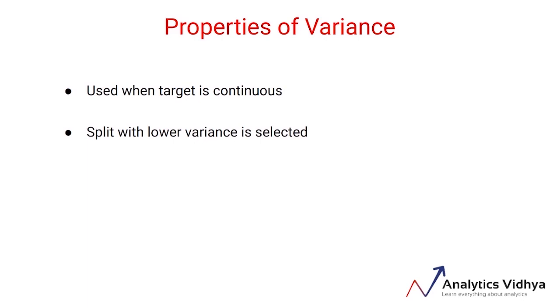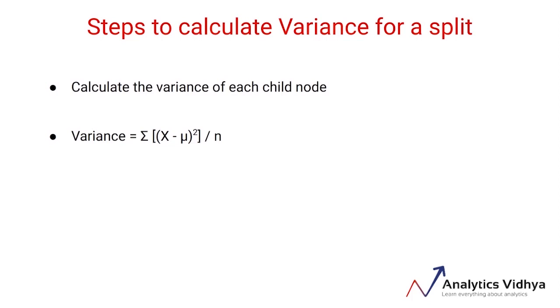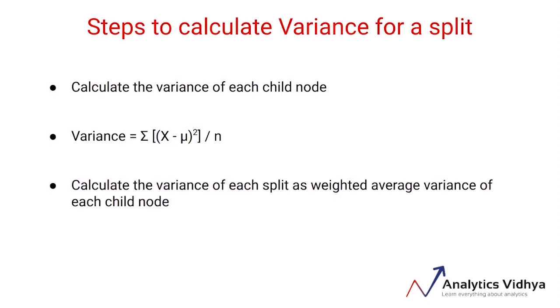Let's look at the steps to calculate the variance for a split. First, we calculate the variance of each child node using the standard formula that we saw here. Now, once we have the variance of each child node, we calculate the variance of the split as the weighted average variance of each child node.